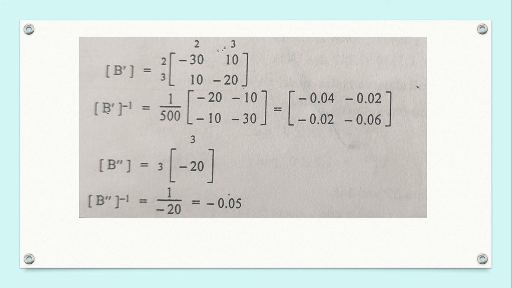Then calculate the inverse of the B dash matrix also. So inverse is calculated as adjoint A by determinant A. All of you are familiar with calculating the inverse of a matrix. So we will get the inverse of the B dash matrix like this. Now we need the B double dash matrix.